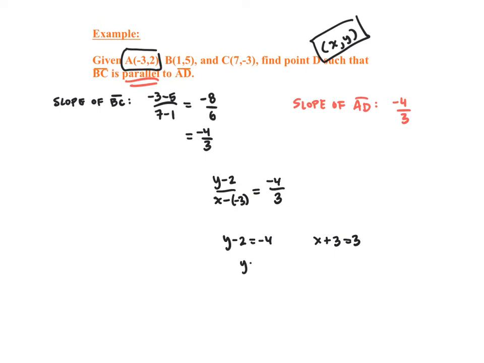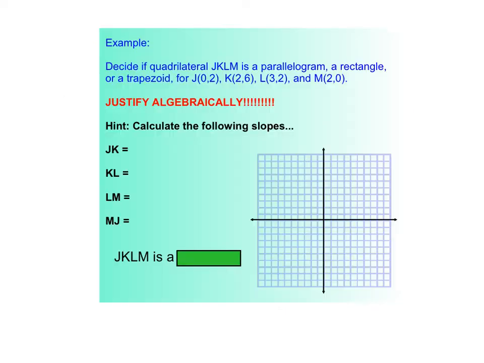So it looks like y would have to equal, add 2 to both sides, that would be a negative 2. And if I subtract 3 from both sides, I would want x to equal 0. Therefore, the point D should equal (0, -2), thus making BC parallel to AD. All right, there you have it. Let's look at one more example for today's notes.